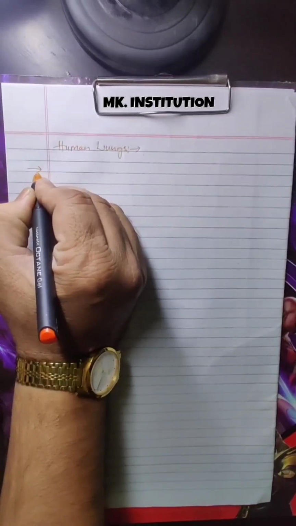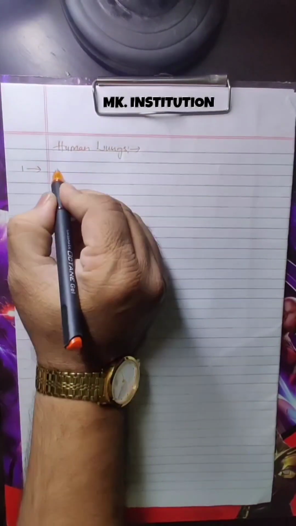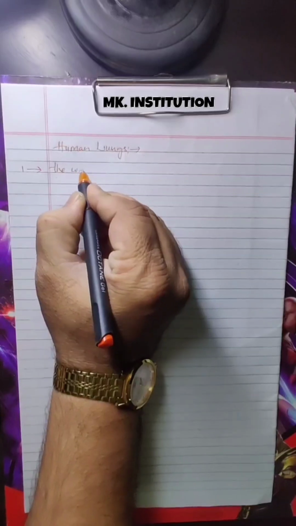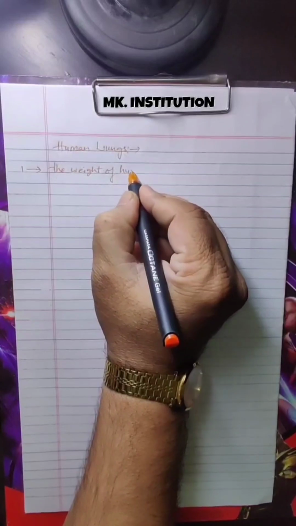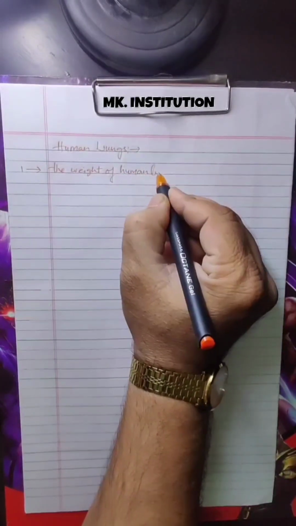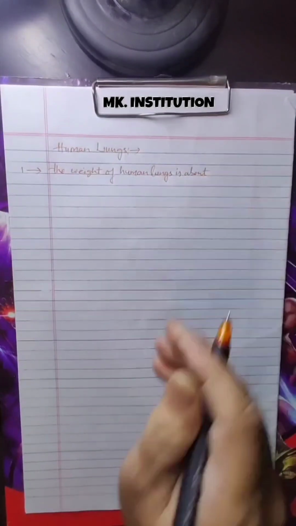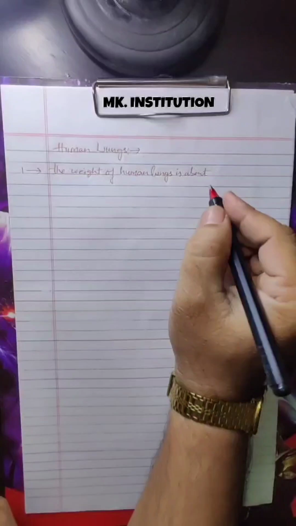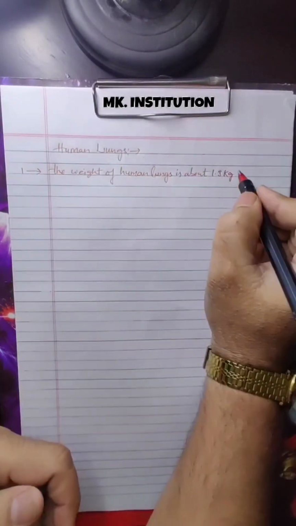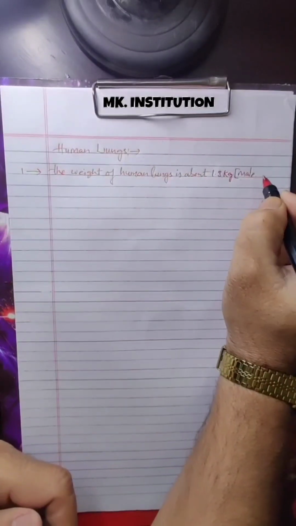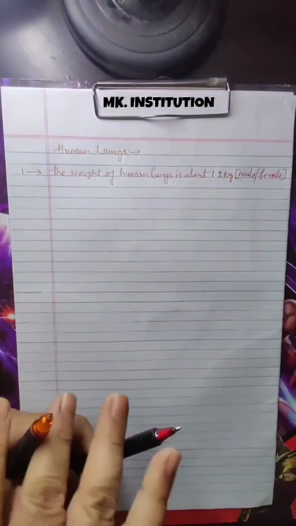So the first point is very important in this. Write the weight of human lungs. The weight of human lungs is about 1.3 kg, both in male and female.